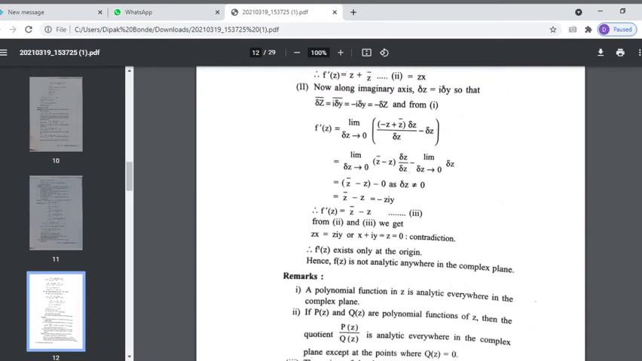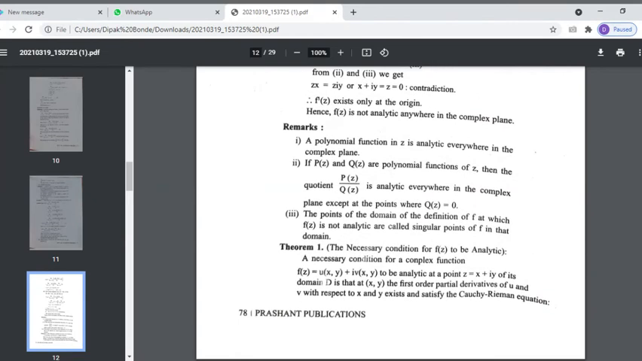Okay, these are some remarks. A polynomial function in z is analytic everywhere in the complex plane. If P of z and Q of z are polynomial functions of z, then this quotient function P of z upon Q of z is also analytic everywhere in the complex plane, provided that Q of z is not equal to 0.